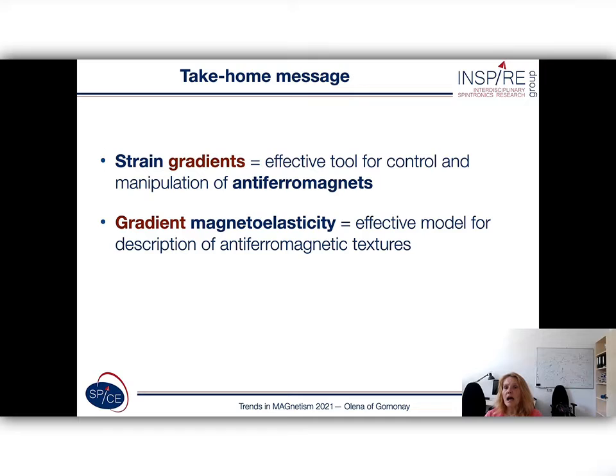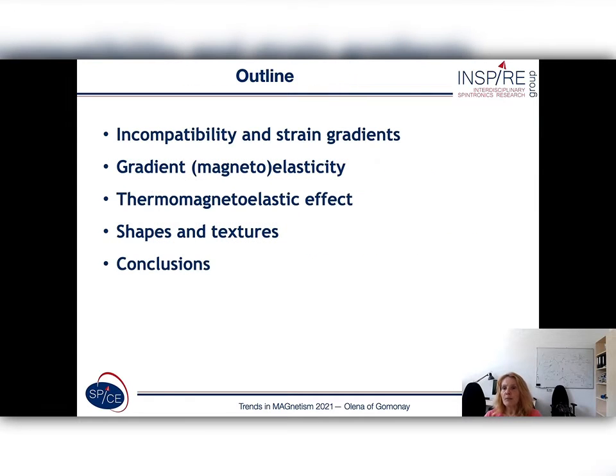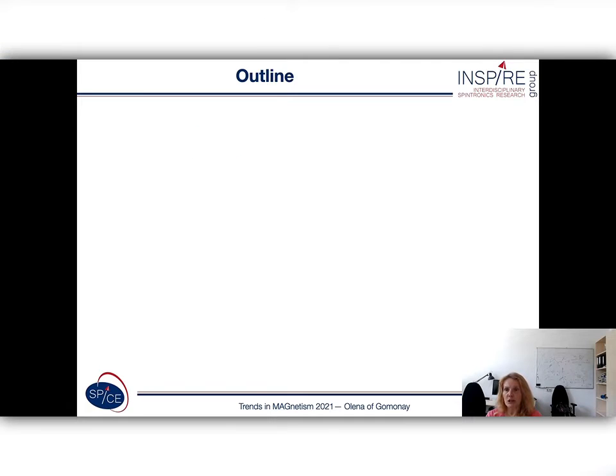So, today I will talk about strain gradients as effective tools for control and manipulation of antiferromagnets, and I will also introduce a gradient magnetoelasticity model, the effective model for description of antiferromagnetic textures. In my talk, I will introduce some basic concepts of incompatibility and strain theory, and then give two illustrations using as an example thermomagnetoelastic effects and magnetic textures in the devices with different shapes.